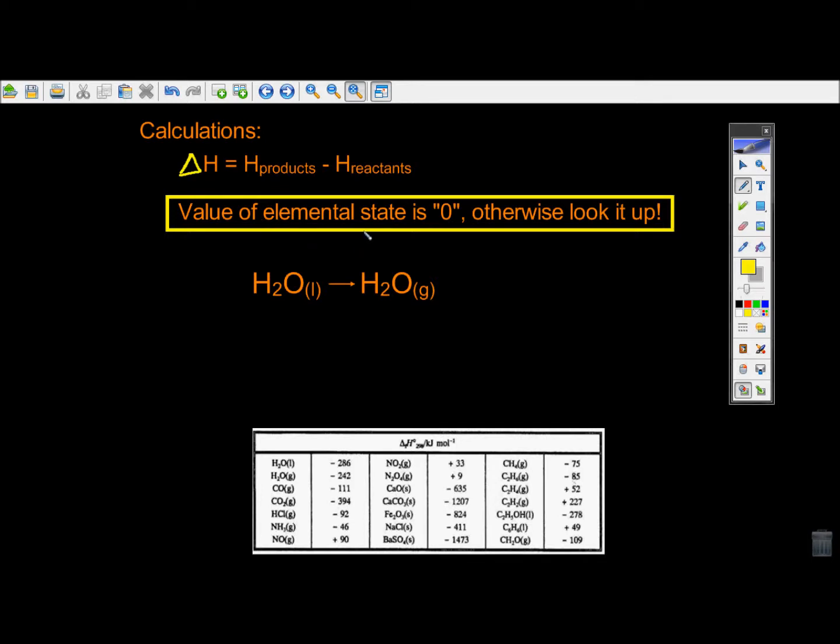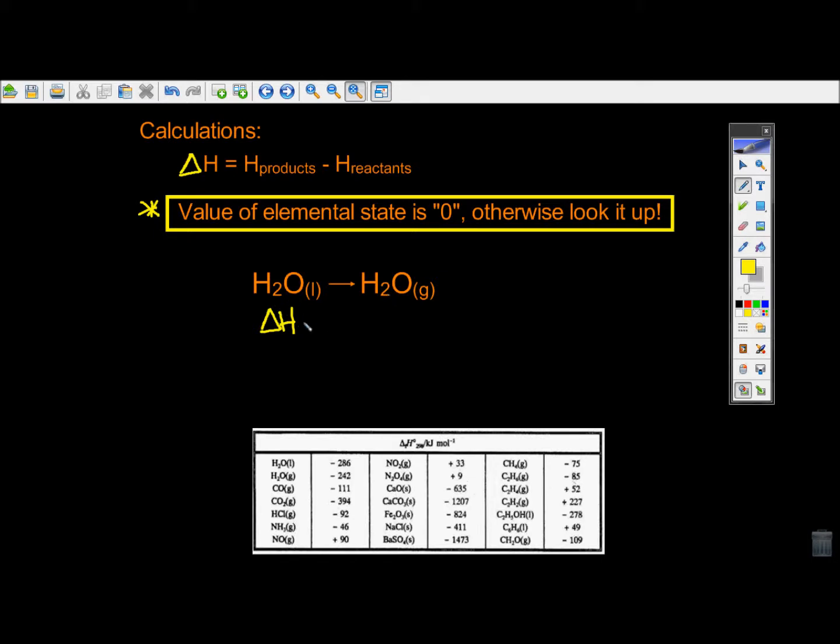So now that we're familiar with what this reaction means, let's go ahead and do the calculations. When we're trying to plug in numbers for this calculation, I have to give you a table of some sort with the values on it, except for diatomic elements or elements just by themselves. If they're in their elemental state, their value is 0. Otherwise, you have to look it up on one of these tables. So let's do this reaction here.